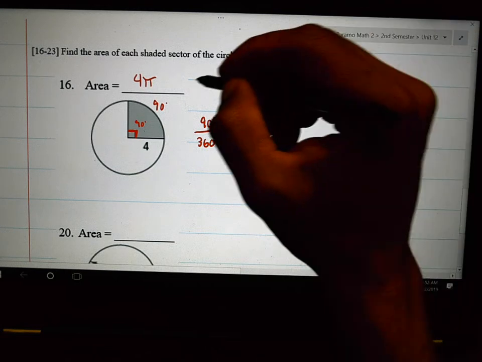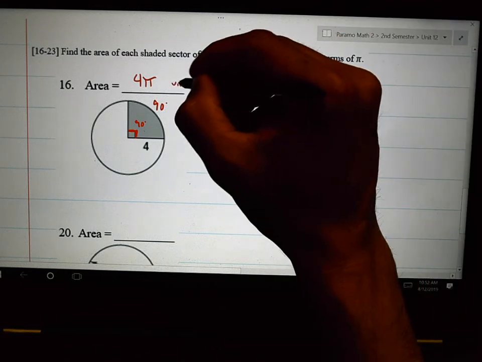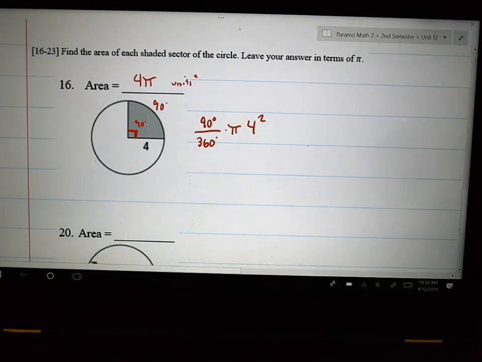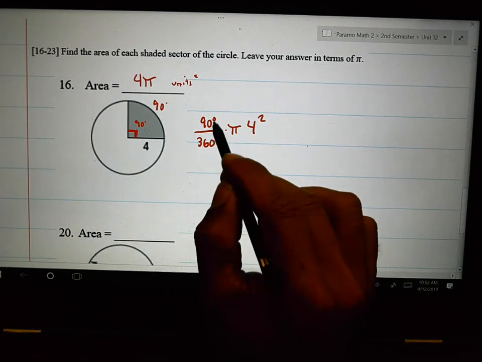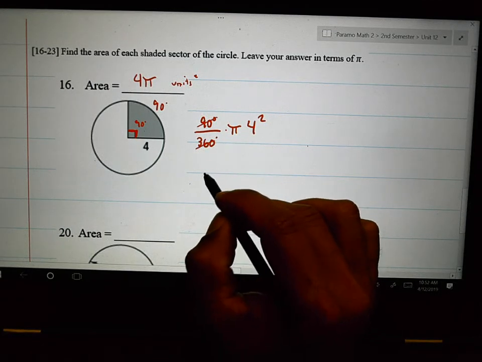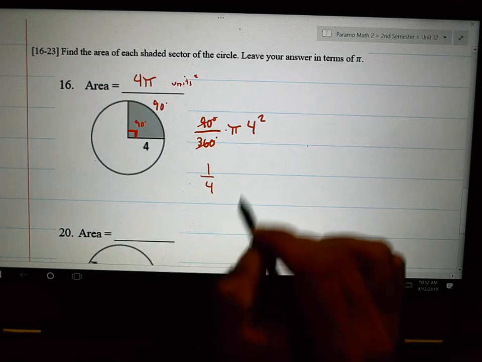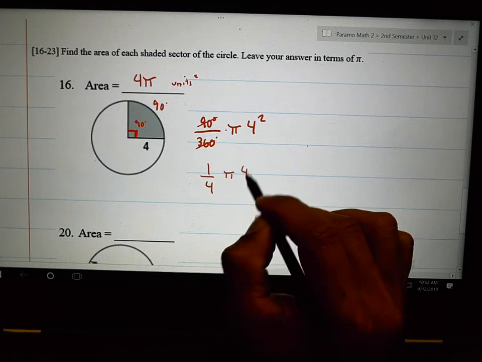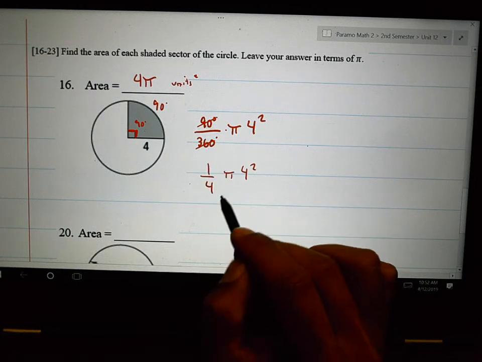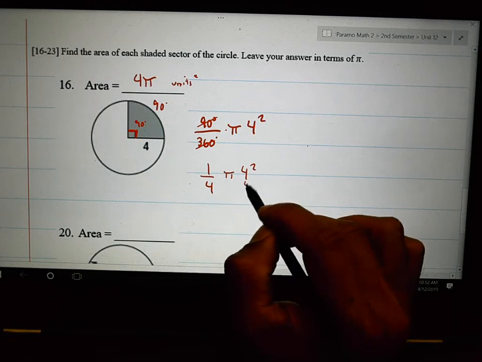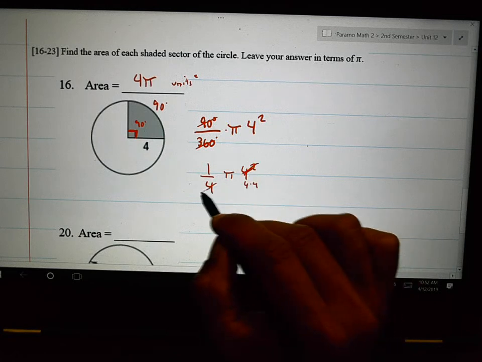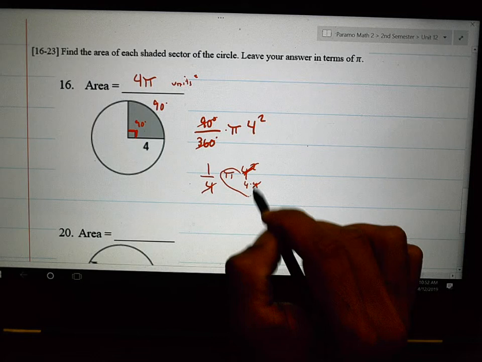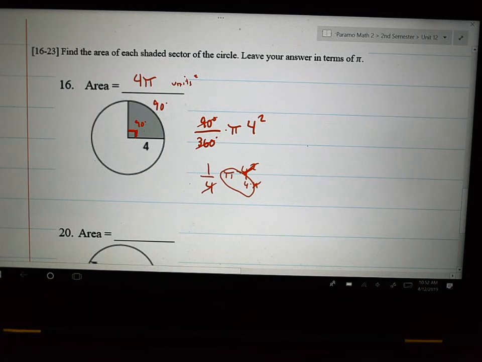Technically, this is 4 pi units squared because we're talking about area. But let's say I didn't have a calculator: 90 goes into 360, that's 1/4 of the whole circle. It's 1/4, right? I could do 1/4 times 4 times 4, and 4 goes into 4 times 4, and there's the 4 pi if you wanted to do it by hand.